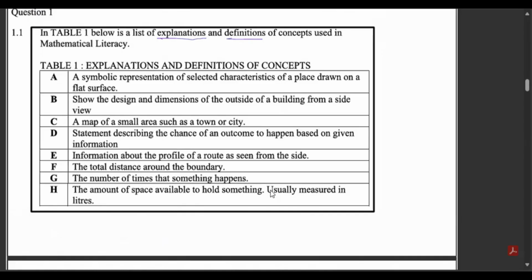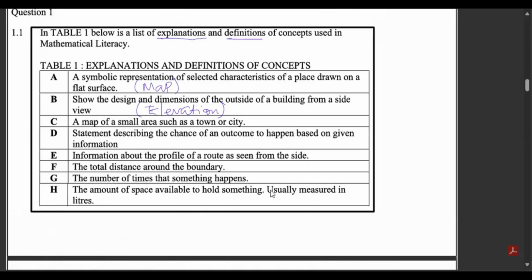Symbolic representations of selected characteristics of a place drawn on a flat surface. This could be what? A map. Show the design and dimensions of the outside of the building from a side view. This is called an elevation. The elevation design, sorry, not map, the elevation.